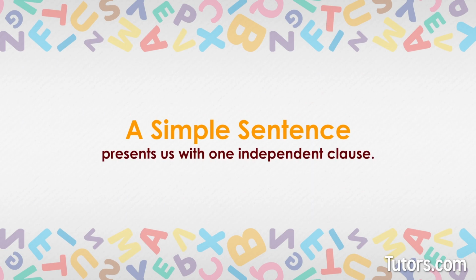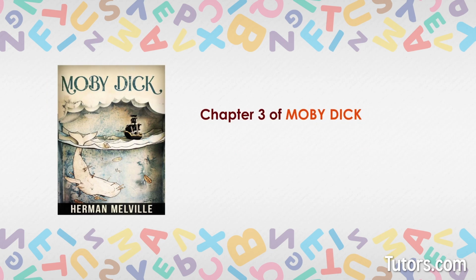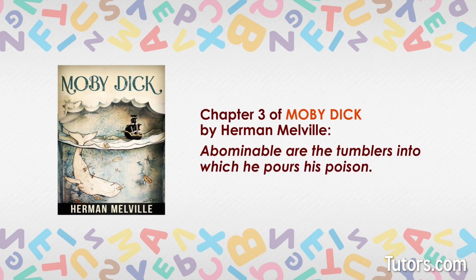A simple sentence presents us with one independent clause. Here is one from Chapter 3 of Moby Dick by Herman Melville. "Abominable are the tumblers into which he pours his poison." Admittedly, this simple sentence makes you curious.